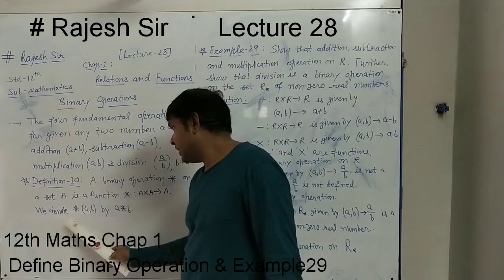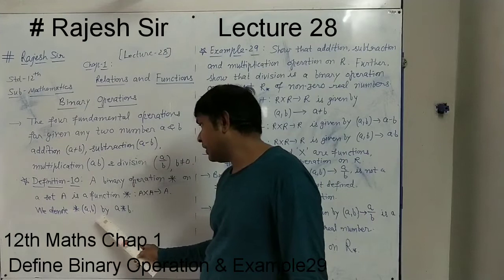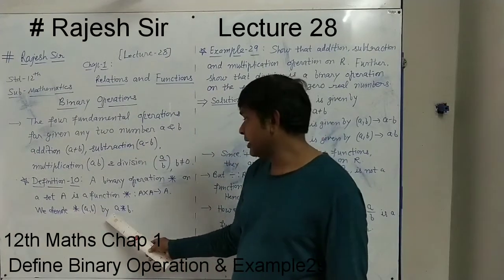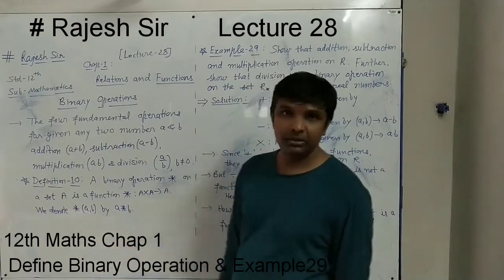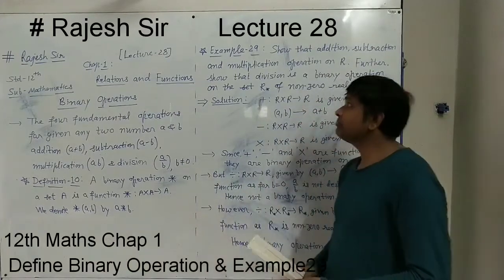And it is denoted as binary operation on A, B by A star B, A binary operation B. This way it is denoted. This is definition 10.